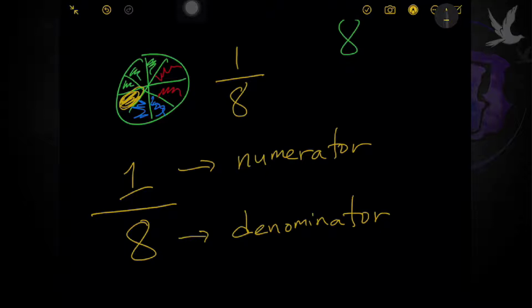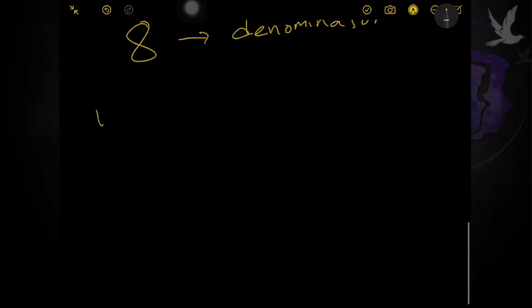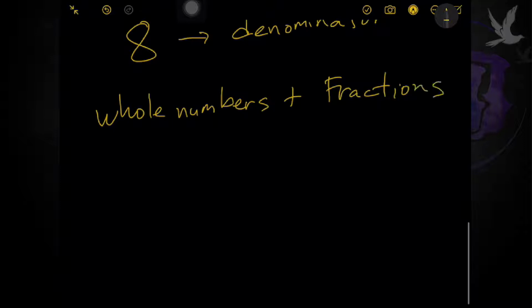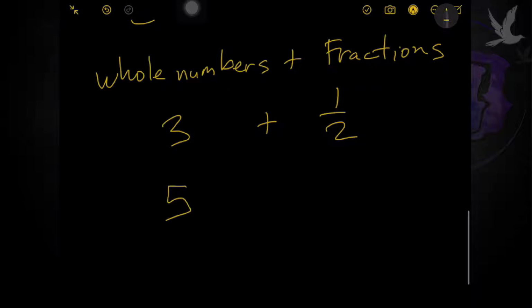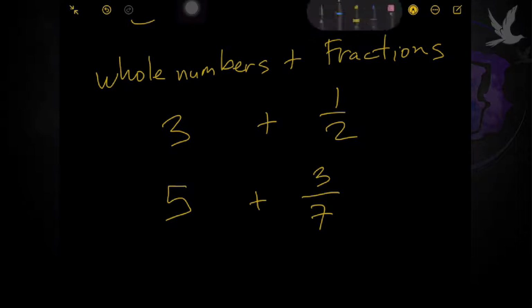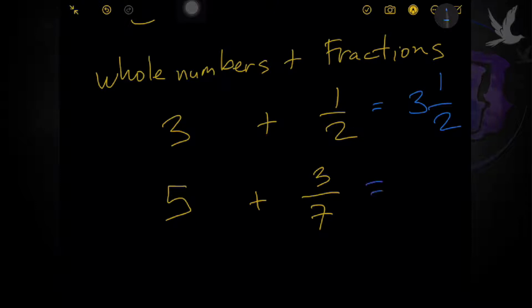And when we add fractions and whole numbers, plus fractions, for example, we have 3 plus 1 over 2. We have 5 plus 3 over 7. All you have to do basically is just put them together. So this will give us 3 and 1/2, and this will give us 5 and 3 over 7.